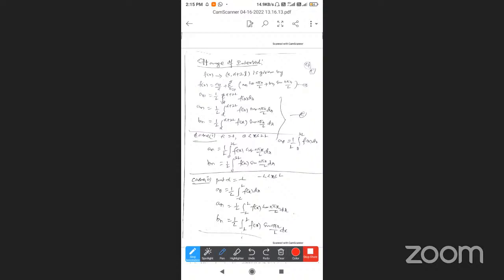So now alpha is equal to 0 in one case. In the other case alpha is equal to minus L. These are case 1 and case 2, on page number 81, corollary 3 and corollary 4. We got a result: when alpha is equal to minus L, the interval changes to minus L to L. So a naught value is 1 by L, integral minus L to L f of x dx. An is 1 by L, integral minus L to L f of x into cos n pi x by L into dx. Bn is 1 by L into integral minus L to L f of x into sin n pi x by L into dx. This is the change of intervals. Okay.